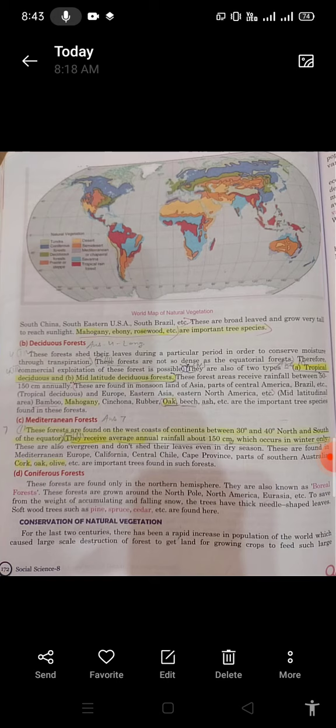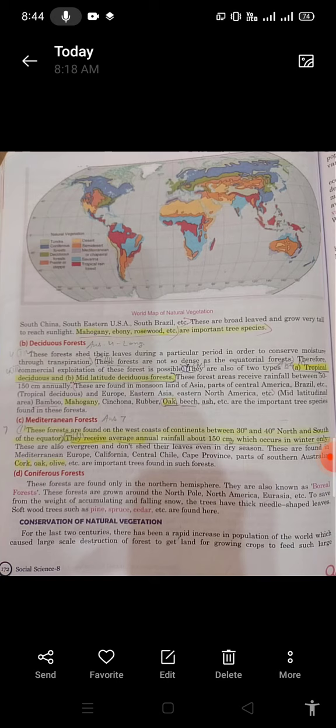Next, D, coniferous forest. These forests are found only in the northern hemisphere. They are also known as the boreal forest. These forests are found around the North Pole, in North America and Eurasia, to save from the weight of the accumulating and falling snow. Trees have thick needle-shaped leaves and soft wood, and include trees such as pine, spruce, and cedar. Now, the conservation of natural vegetation.